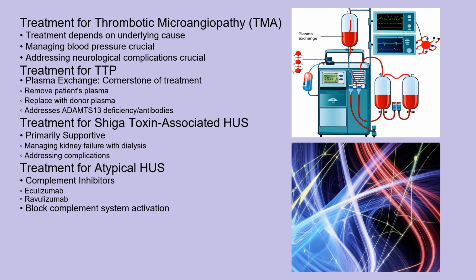Treatment for TMA depends heavily on the underlying cause. For TTP, plasma exchange is the cornerstone of treatment. This involves removing the patient's plasma, which contains the deficient ADAMTS13 enzyme or antibodies against it, and replacing it with donor plasma. For Shiga toxin-associated HUS, treatment is primarily supportive, focusing on managing kidney failure with dialysis and addressing any complications. Atypical HUS often requires treatment with complement inhibitors, such as eculizumab or ravulizumab, which block the activation of the complement system. In all cases, managing blood pressure and addressing any neurological complications are also crucial.